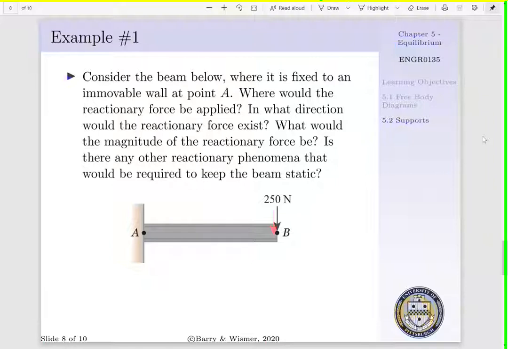And is there any other reactionary phenomena that would be required to keep our beam static? Now, we know from our discussion of moments that there is going to be a moment of force about point A due to the application of our 250 Newton force at point B. That is, our 250 Newton force is going to create a clockwise moment. Thus, our wall must apply a counterclockwise moment of the same magnitude about point A for our body to be in equilibrium. We will discuss more about this in Lecture 12.